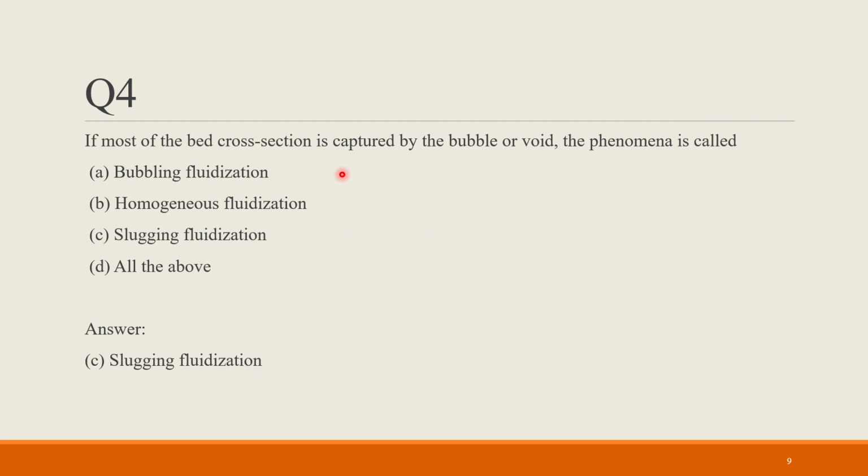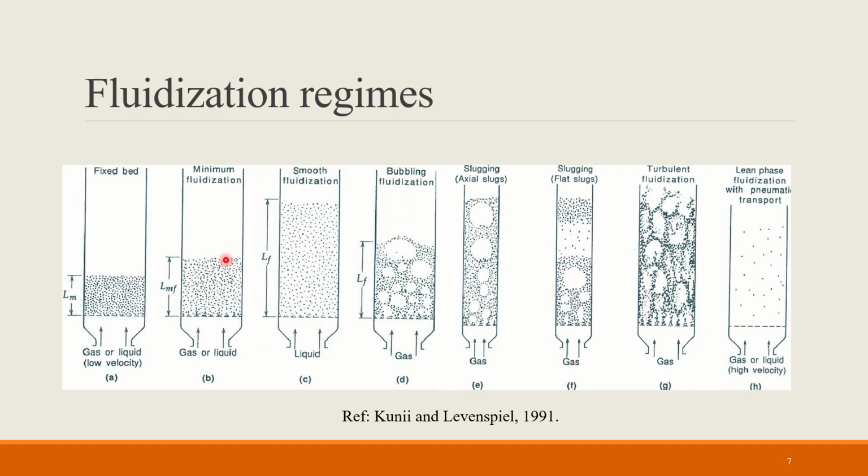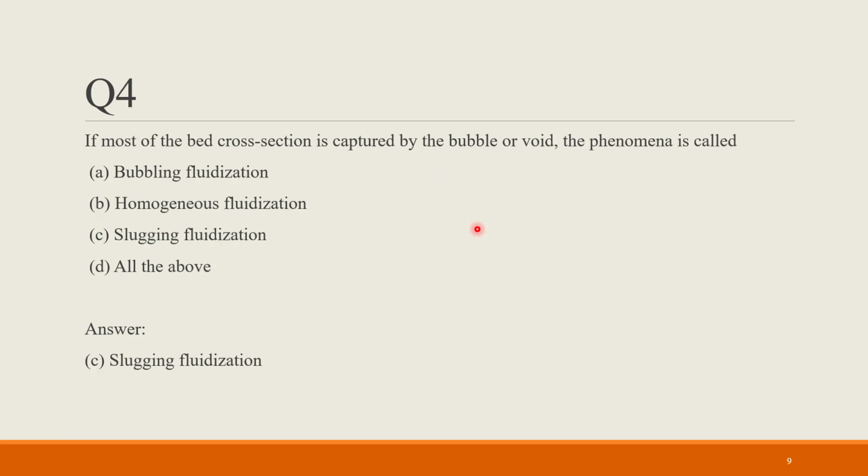Question 4. If most of the bed cross section is captured by bubble or void, the phenomenon is called bubbling fluidization, homogeneous fluidization, slugging fluidization, all the above. What is it? We have seen this in the slide itself. If the bubble almost occupies the whole diameter of the column, this is known as slugging fluidization. So the answer is, if most of the bed cross section is captured by the bubbles or void, the phenomenon is called slugging fluidization. The answer is option C.